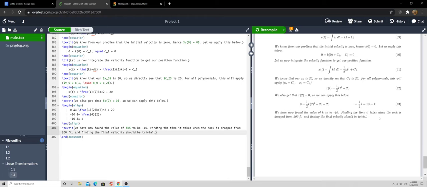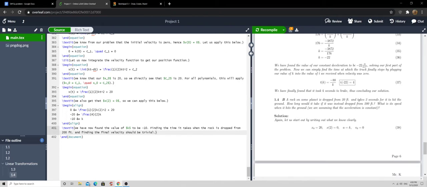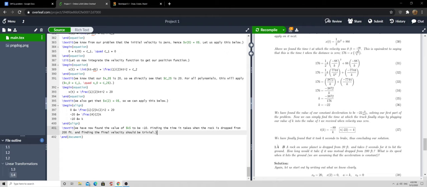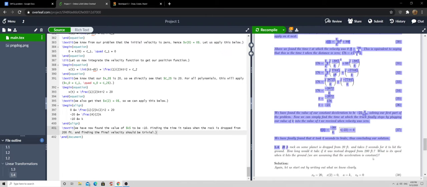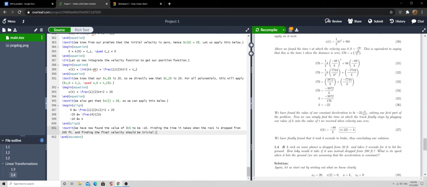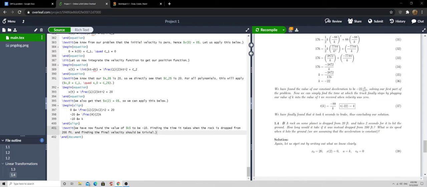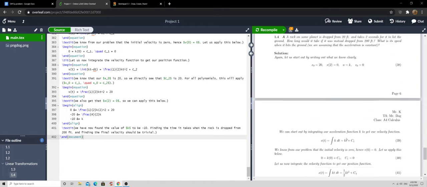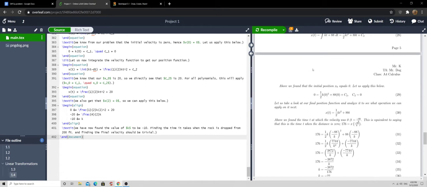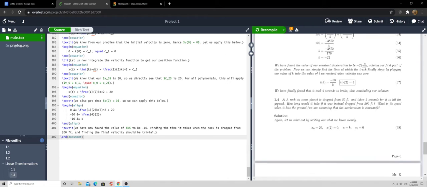So let's just finish up this problem. I'll tell you where I'm at with it. Basically, the problem was that a rock on some planet is dropped. Oh wait, I'll just run this because I think I didn't run something. Okay, there we go. So problem A, and then problem B will be my next thingamajig. Here's the problem before this, and here's the problem that we still need to finish.